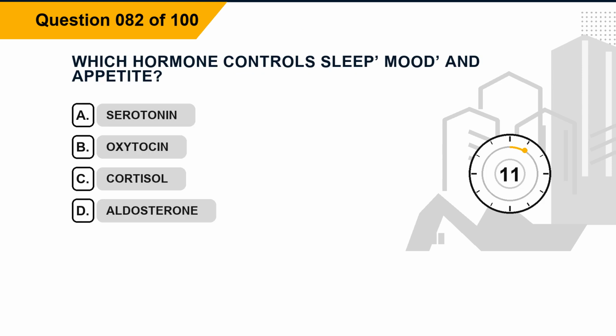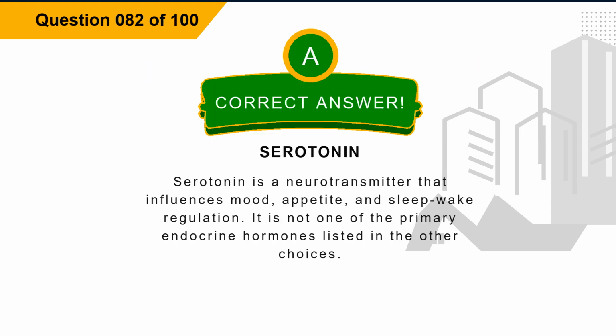Question 82. Which hormone controls sleep, mood, and appetite? Option A, serotonin. Option B, oxytocin. Option C, cortisol. Option D, aldosterone. The correct answer is option A, serotonin. Explanation. Serotonin is a neurotransmitter that influences mood, appetite, and sleep-wake regulation. It is not one of the primary endocrine hormones listed in the other choices.